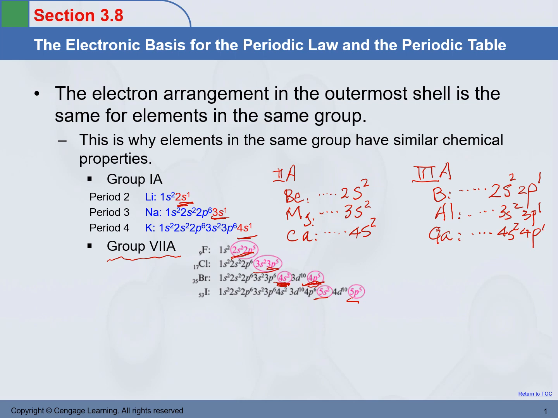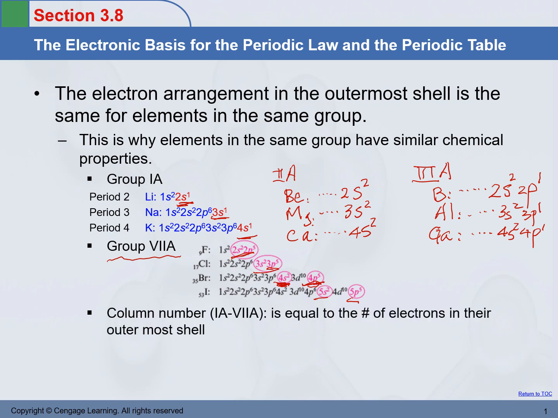Okay, let's summarize what we just went through for the electron configurations of elements in 1A, 2A, 3A, up to 7A. What we see is that the column number, the Roman numeral, actually tells us the number of electrons in the outermost shell. Column 1A, they all have 1 electron in their outermost shell. Column 2A, they all have 2 electrons in their outermost shell.